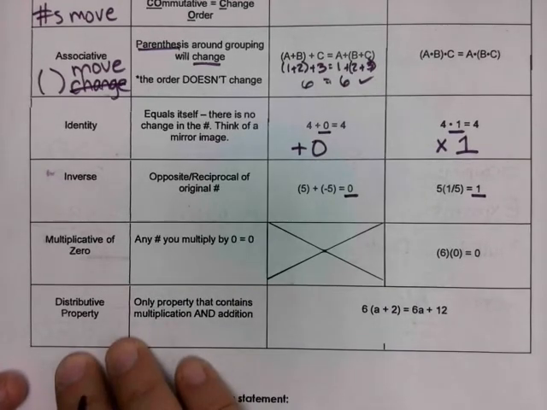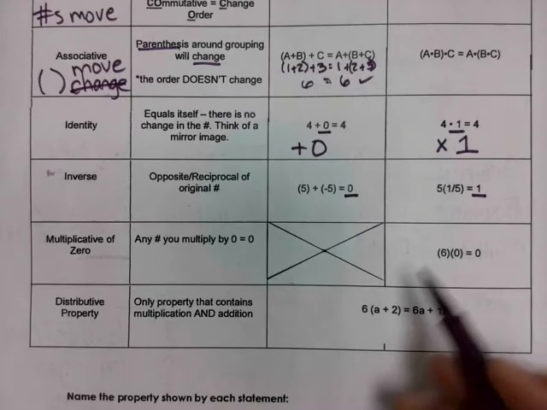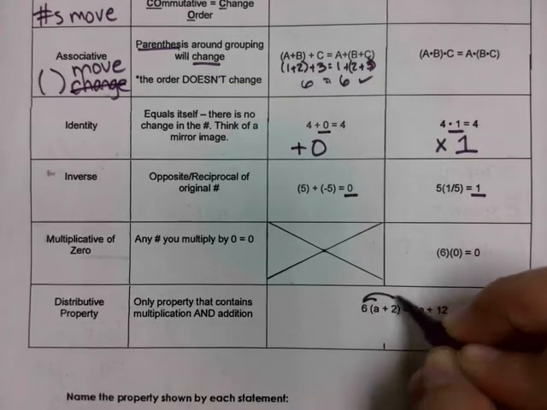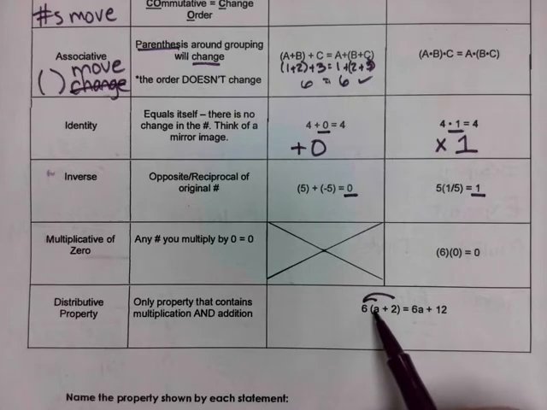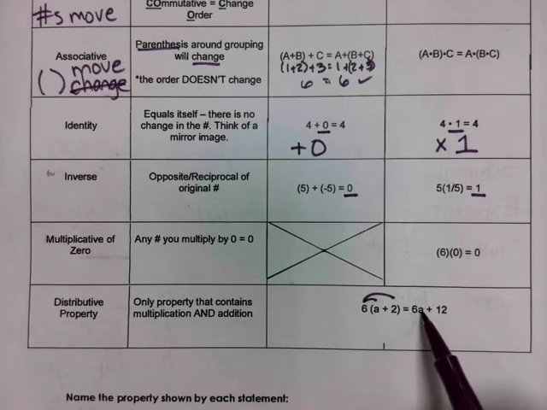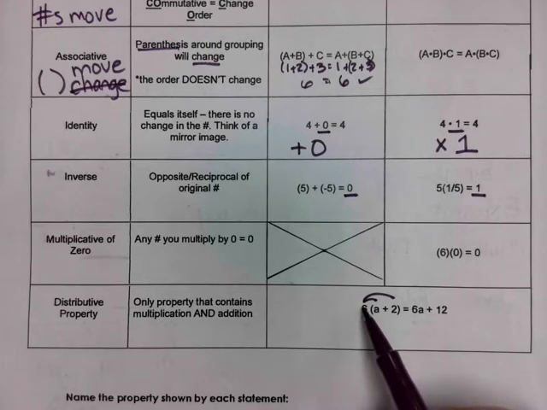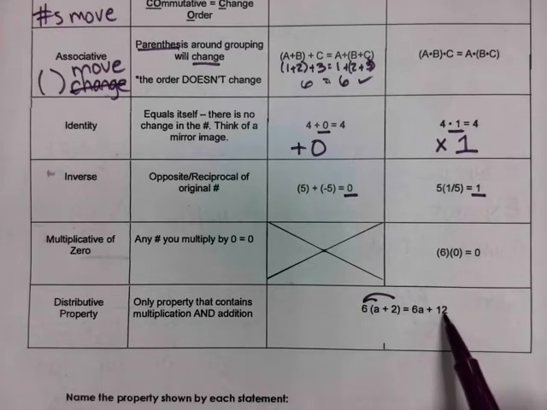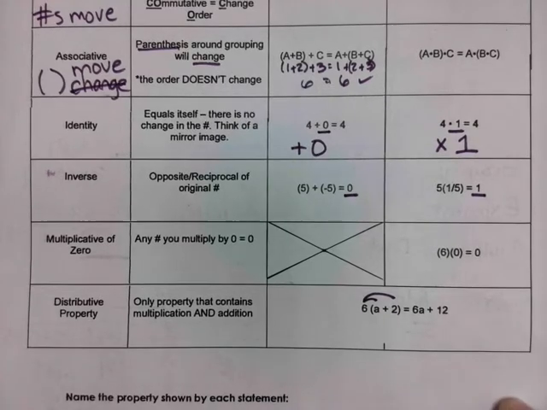And the last one is distributive property. Distributive property is when you distribute, or give, the number that's outside the parentheses to everything inside of the parentheses. And when we distribute, we multiply. So 6 times A is 6A. They're touching, which means multiply. Then we add, because it says to add, then multiply 6 times 2 to get 12. So we multiply 6 times A to get 6A, then multiply 6 times 2 to get 12, and that's the distributive property.